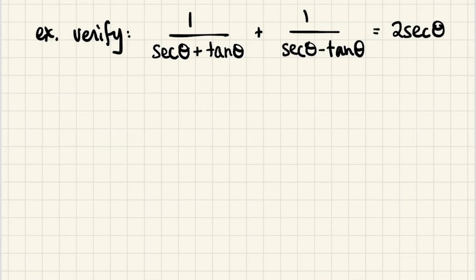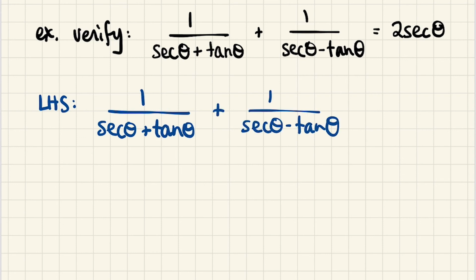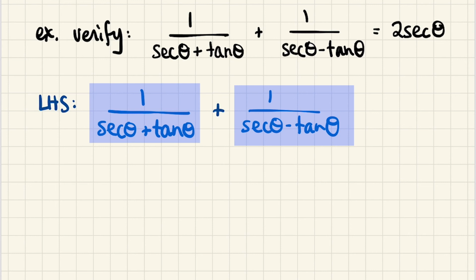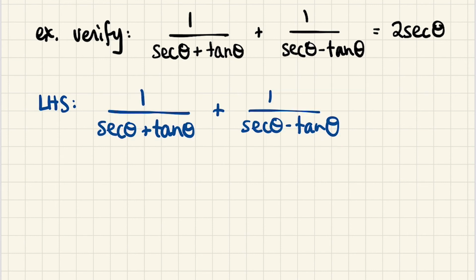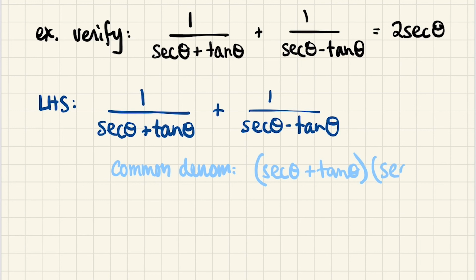Right. Let's try and verify this one here. I think unambiguously we can all agree that the left-hand side is the more complicated looking side. So let's dig in. Our first move is to simply write down the side we're working with, in this case the left-hand side. Okay, so we have two fractions here. We should probably try to combine them into a single fraction, but they have different denominators, so we're going to need a common denominator. Well, that would just be secant theta plus tangent theta times secant theta minus tangent theta.